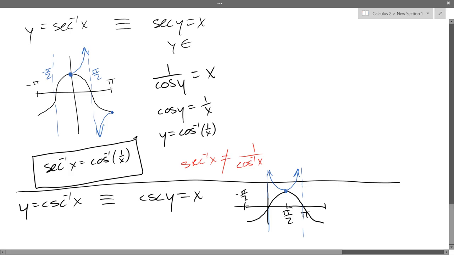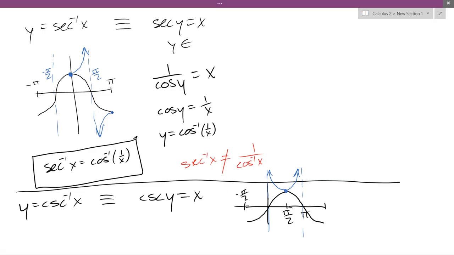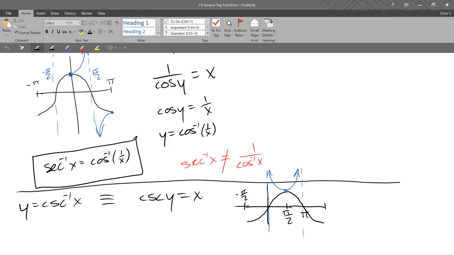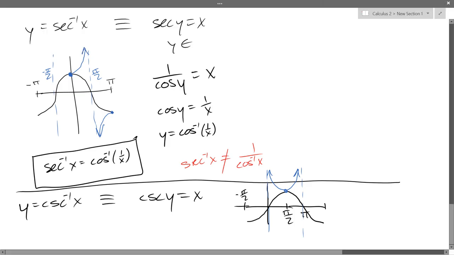So we can go from zero to pi. Except you have to skip pi over two, because that's a vertical asymptote. So I do have to skip the vertical asymptote. So we go closed zero, open pi over two, union pi over two to pi, closed at pi.